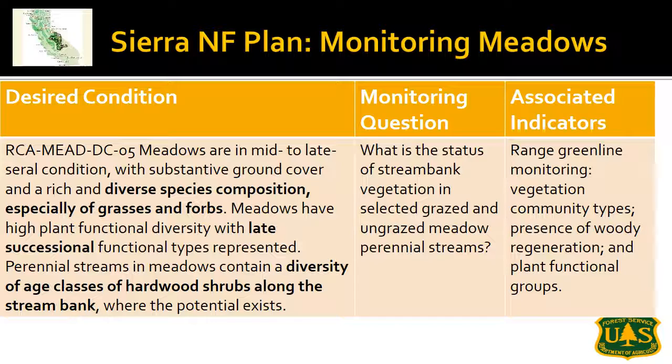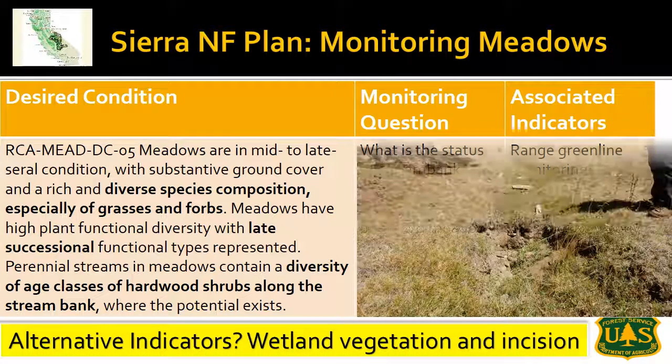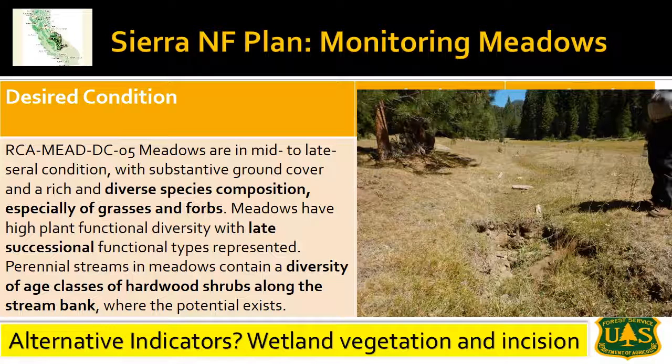And so I think this highlights potential tension that may benefit from further consideration in the forest plans as they move forward and are revised. So again, the alternative indicators of focusing on the wetland vegetation as opposed to grasses and forbs that are not necessarily wetland species, wetland obligates, and focusing on channel incision.